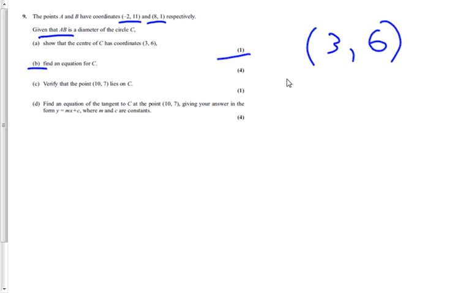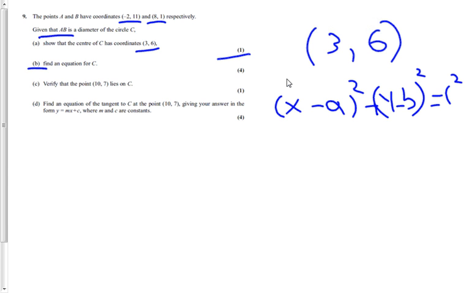Part B, find an equation for C. Well, we know the center, but we need to know the radius. Let me just remind you, x minus a squared plus y minus b squared is equal to r squared. Now the square of the radius is all we need. So let's work that out.